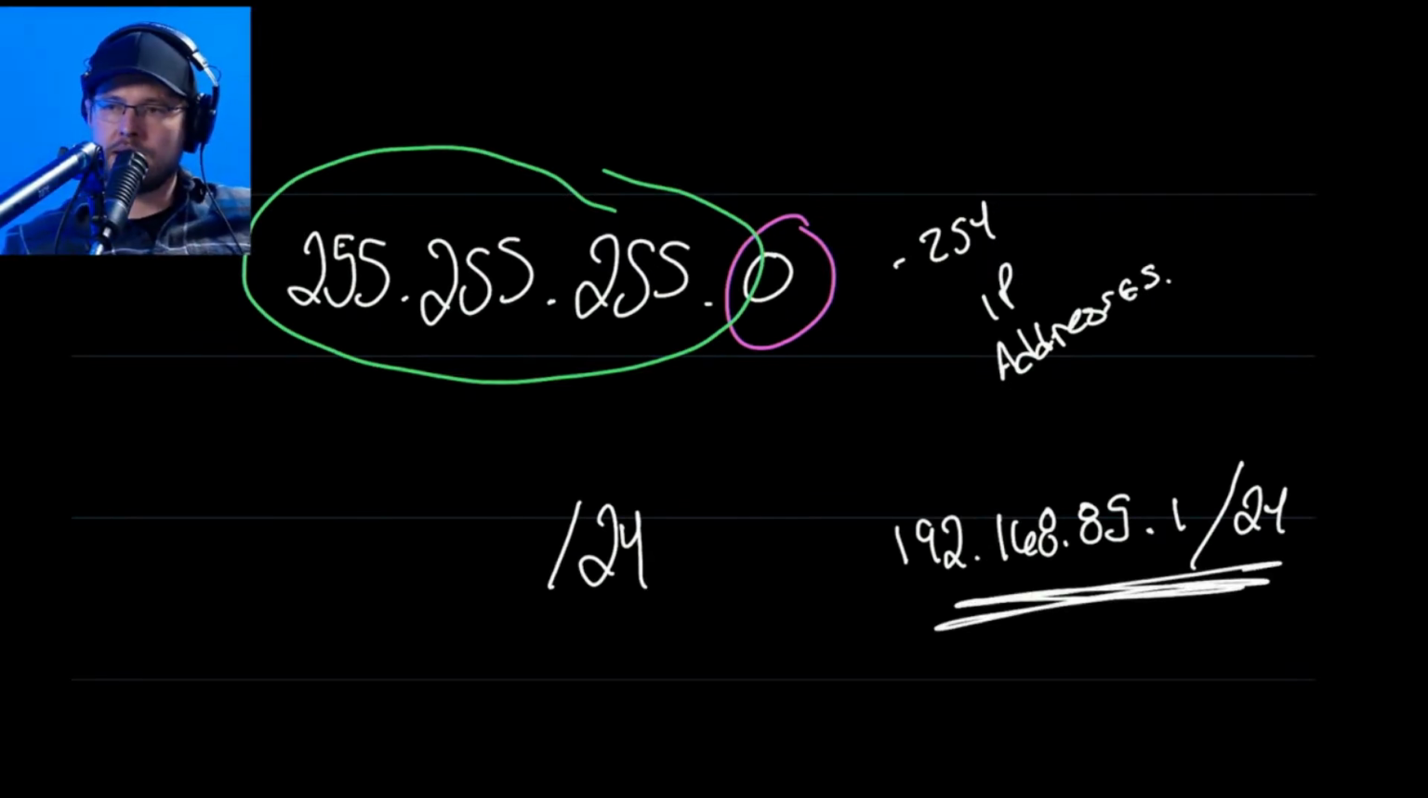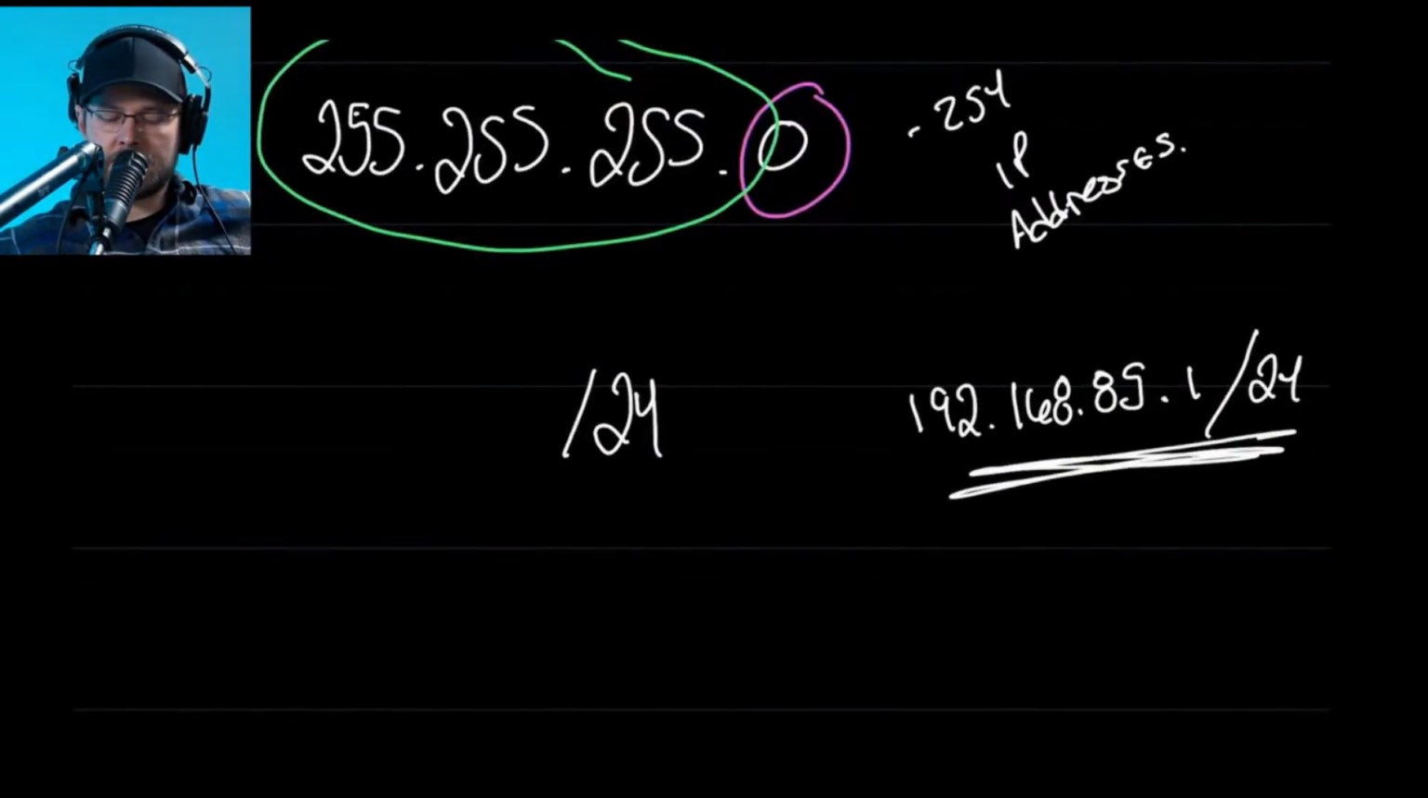Hey, can you make me a VLAN that is this? You would write 192.168.85.1/24, and your network guys would know, okay, they want this to have a gateway of .1, and they want this to be a 255.255.255.0 network.